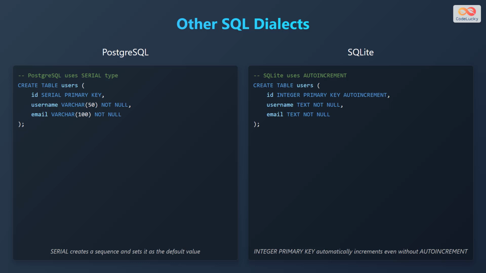In SQLite, you can use the auto increment keyword to create an auto increment column. Here's the syntax for creating a table with an auto increment primary key. You can use the create table statement followed by the table name, in this case users. Then define the columns including ID of integer data type, primary key, and auto increment. Include other columns like username of text data type, specify not null. Email of text data type, specify not null. It is worth noting that integer primary key automatically increments even without auto increment keyword.